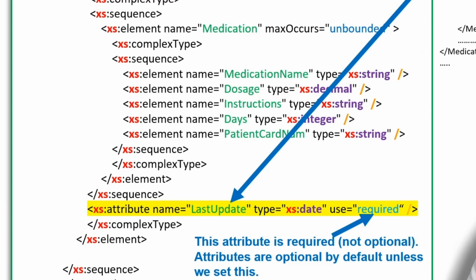This is controlled by the use attribute. Setting use to required means that whenever we have a medications list, it must have a lastUpdate attribute with a given date. If we set this optional, then we could have one or more medications elements without a lastUpdate attribute. By default, if we do not specify a use, the attribute would be optional. So if we want our attribute to be optional, we could simply omit use here. However, in this case we want it to be required, so we must give the value as required.